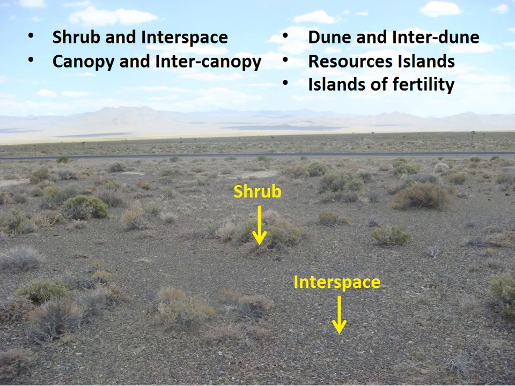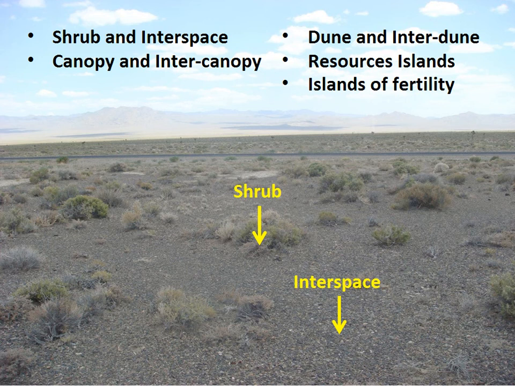So going back to the desert ecosystem, this is an image showing the contrast between what we call the shrub component of the landscape and the interspace. So this is one of the basic ecological principles of the desert ecosystem, that there are these two distinctly different components of the landscape, which have distinctly different soil properties. So different terminologies are used to describe this. Some people call it the shrub and interspace. Sometimes it's the canopy and intercanopy. Another terminology is dune and interdune.